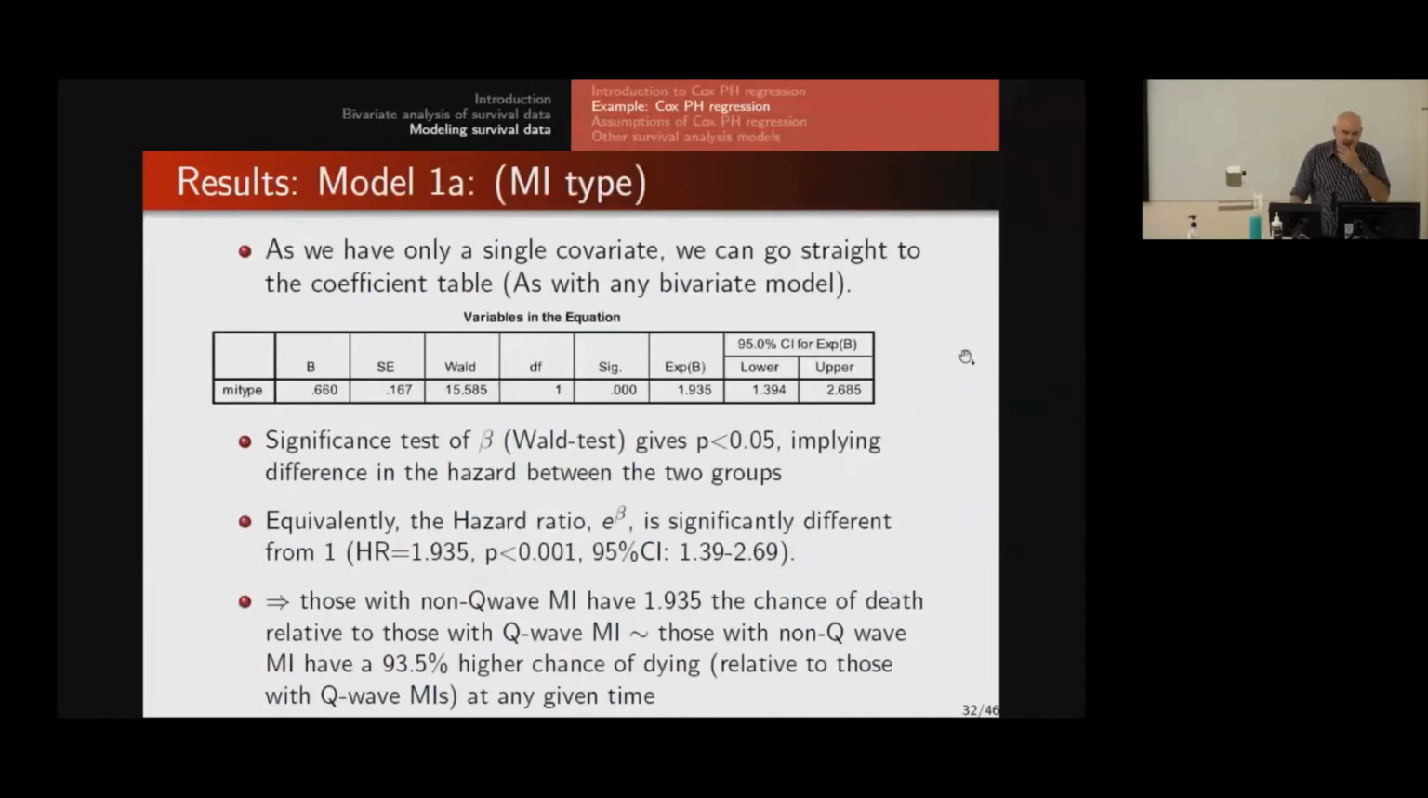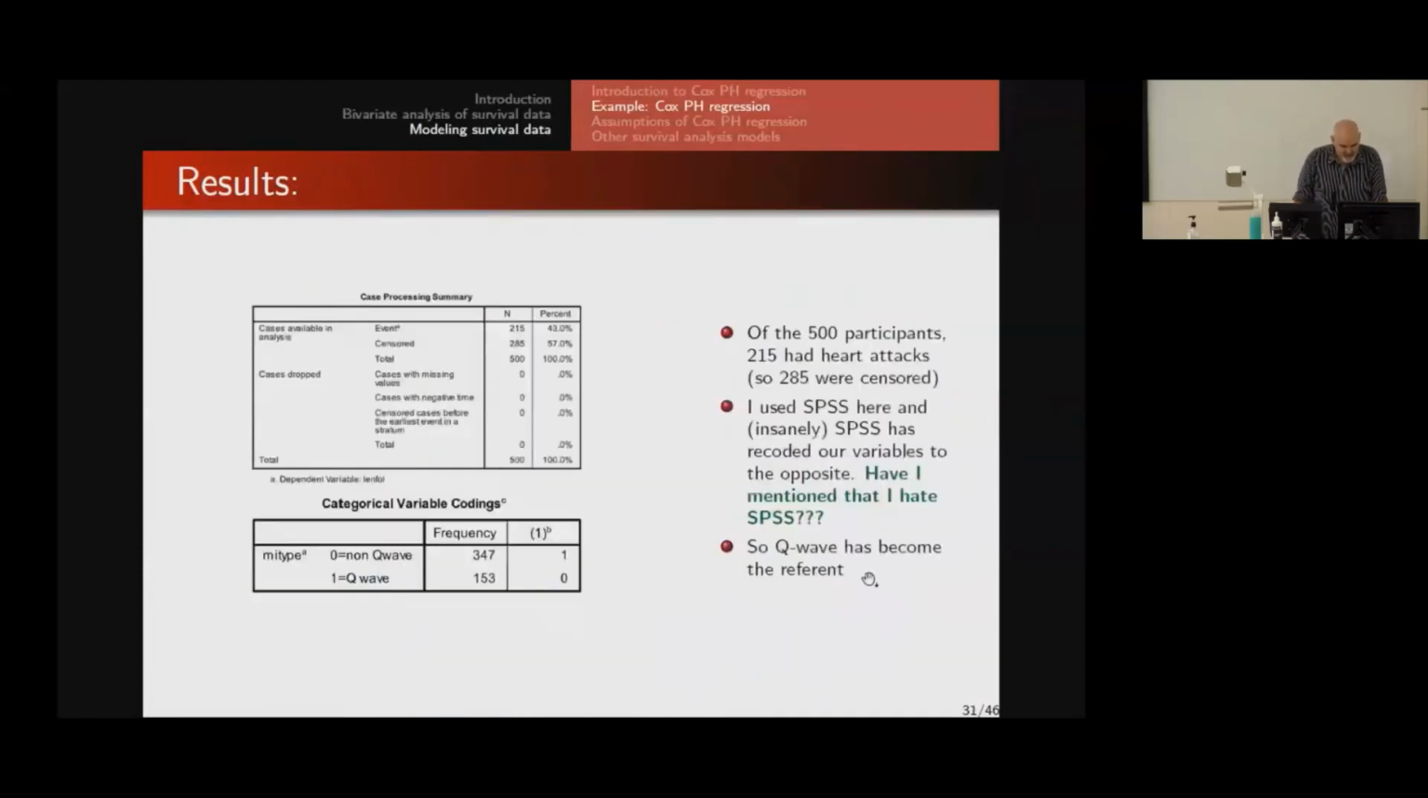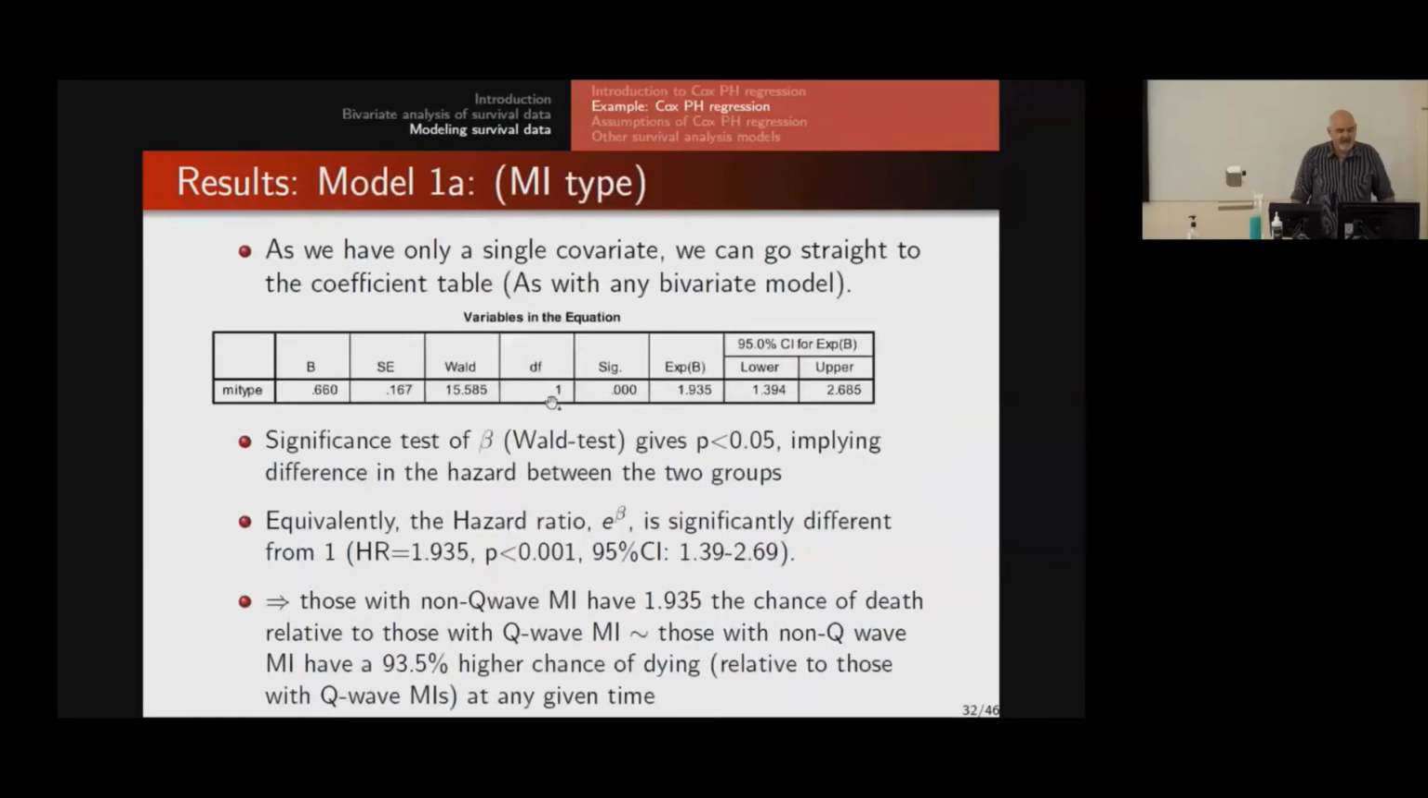Okay, so first of all, my first model, I'm going to look at the myocardial infarction type, whether it was Q wave or not, and just remembering that Q wave is now the referent and non-Q wave is the group we're comparing, okay? So here we get our beta. Now I could exponentiate that myself, but you can see SPSS has done this for me. It's exponentiated. It doesn't call it hazard ratio. It calls it exponential of beta. And it's also given me a confidence interval for it and a significance level.